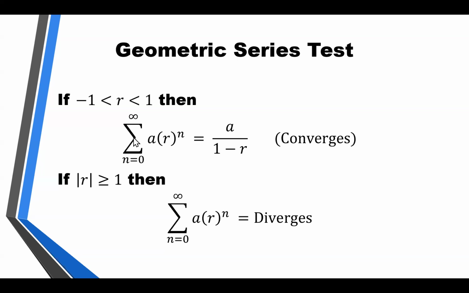If our infinite summation starts at 0 and goes to infinity, and we're summing up an exponential-like function with base r, so we have a constant a times r to the nth power, if r is between -1 and 1, then the individual terms in here are going to go to 0, and the geometric series is going to converge exactly to a divided by 1 minus r.